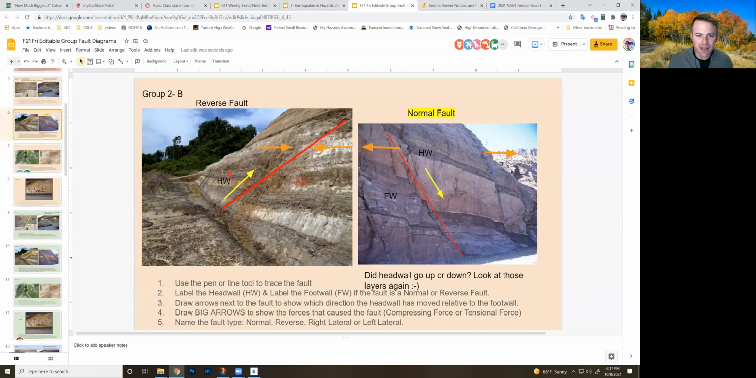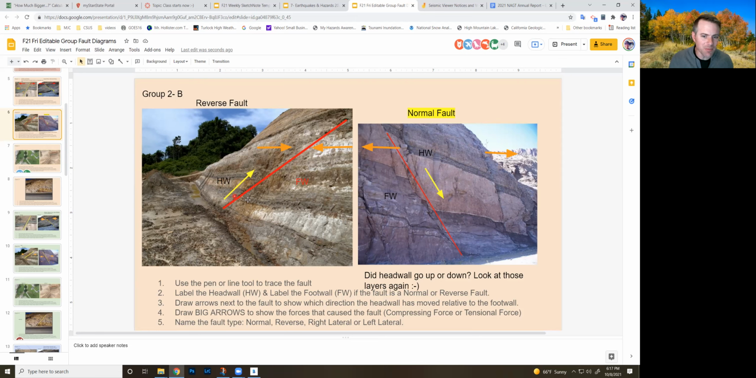So this layer and this layer used to be the same, which means that layer had to move up. The hanging wall layer moved up compared to this layer right here. So it started here and moved up to there. And in order to do that, that gets our compressive forces, definitely a reverse fault.